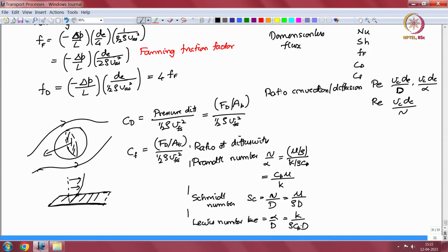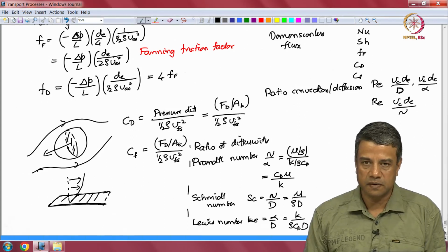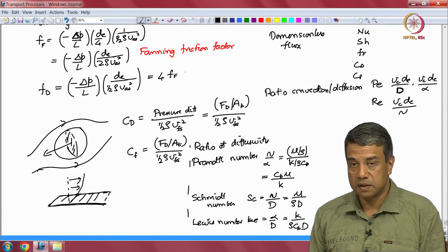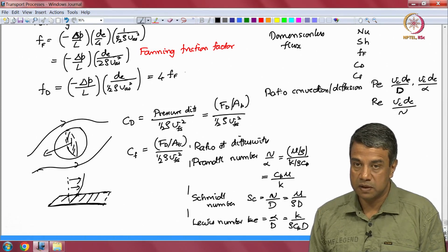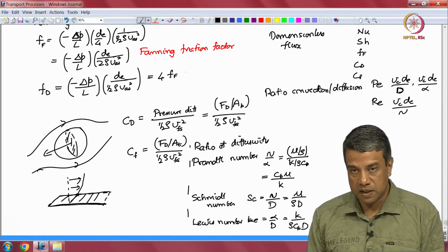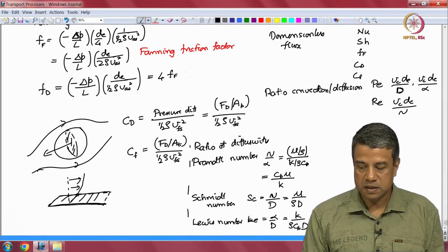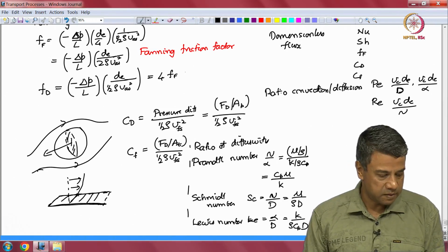So, all of the dimensionless groups that we have seen so far are either dimensionless fluxes, ratios of convection and diffusion, which is characteristic velocity times characteristic length divided by diffusion coefficient, or ratios of two different kinds of diffusion: ratio of mass and momentum diffusion, mass and heat diffusion, or momentum and heat diffusion. So, these are the dimensionless groups that we have used so far.